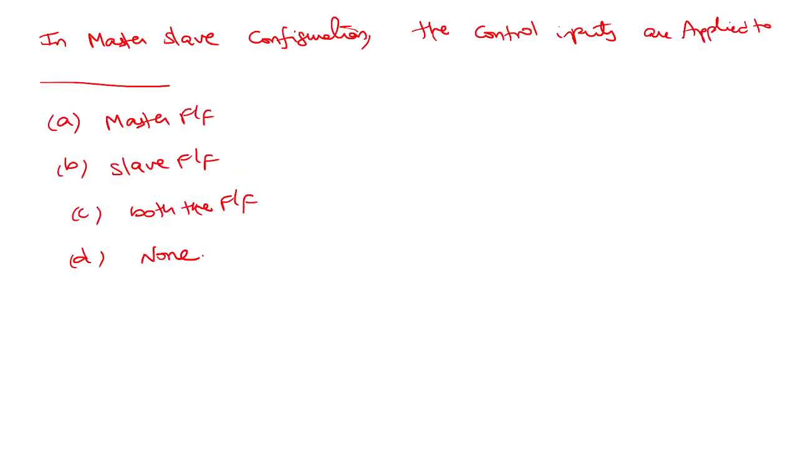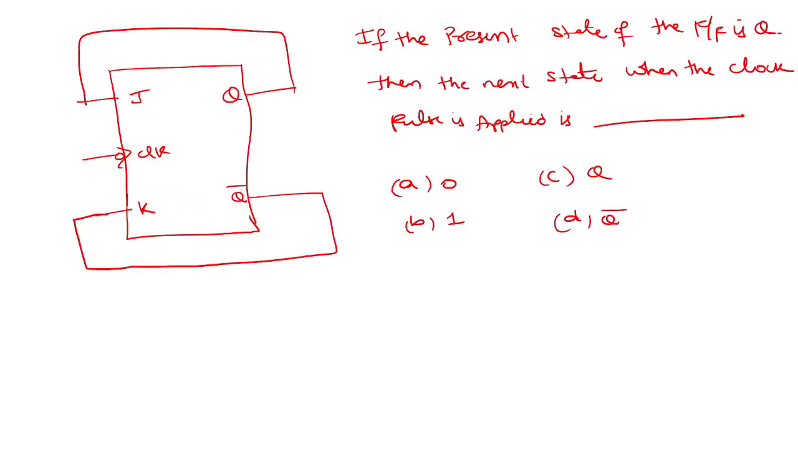Right. So, let's go to the next problem. You can stop me anyways if you don't understand or if you are not clear. In master-slave configuration, the control inputs are applied to, we know already this is master, you just think about it later on, solve this problem. If the present state of the flip-flop is Q, then the next state when the clock pulse is applied.